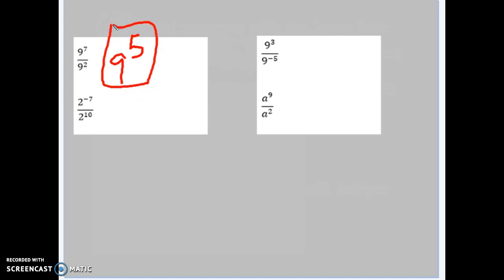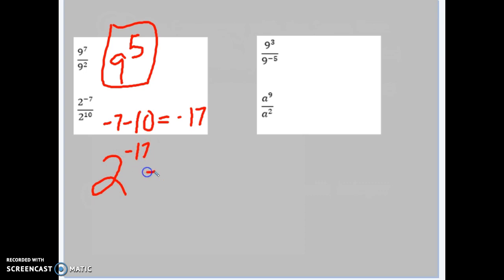On this next one, you're going to see that I have a negative exponent. So you can still subtract. We have the same base of 2, but now we're going to do negative 7 minus 10. Well, negative 7 minus 10 is negative 17. So my answer would be 2 to the negative 17th power.